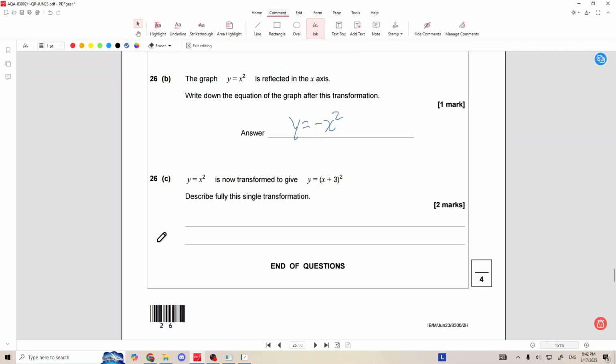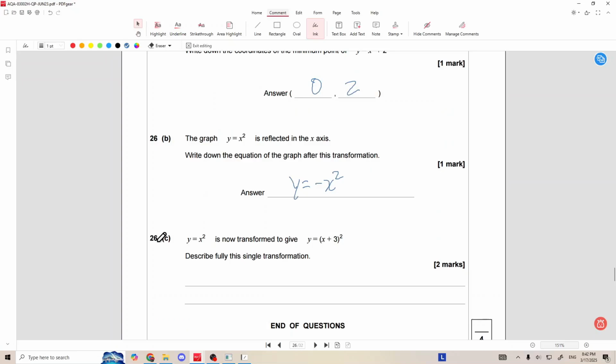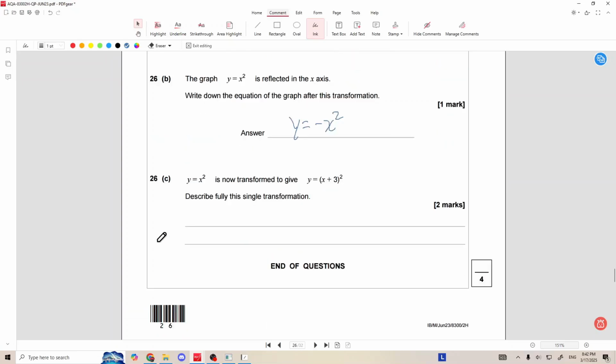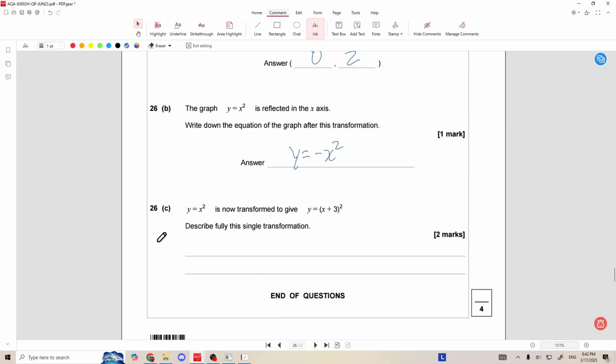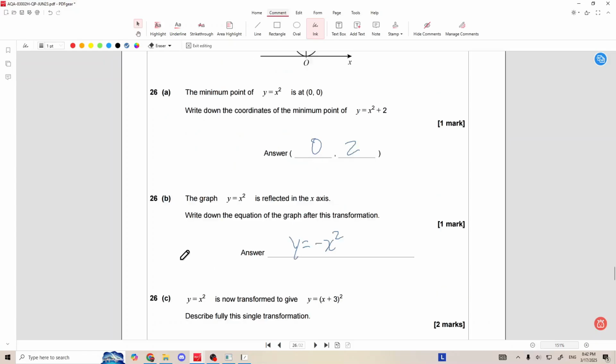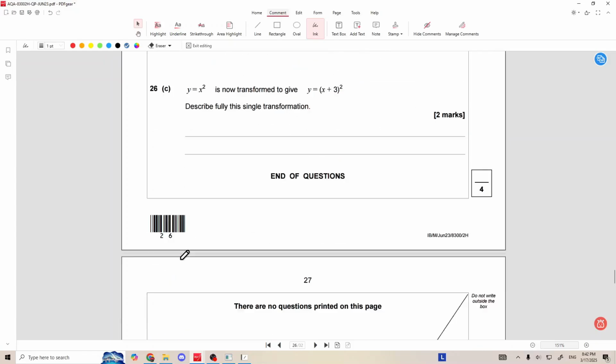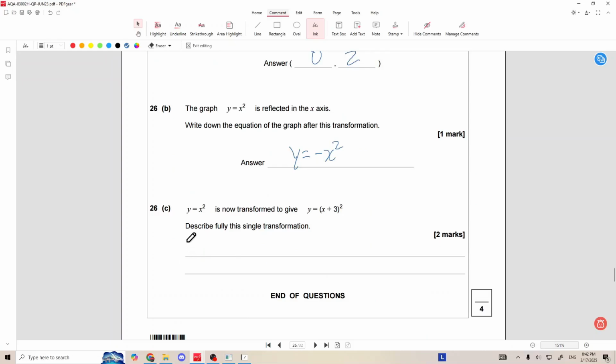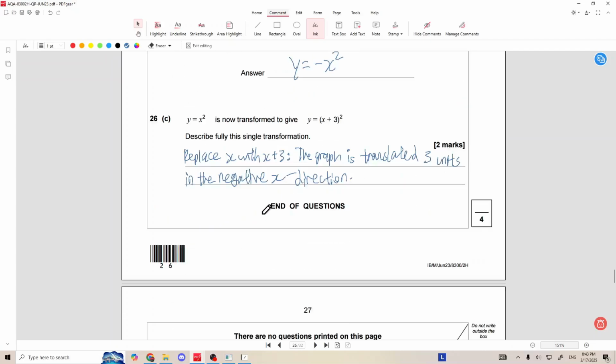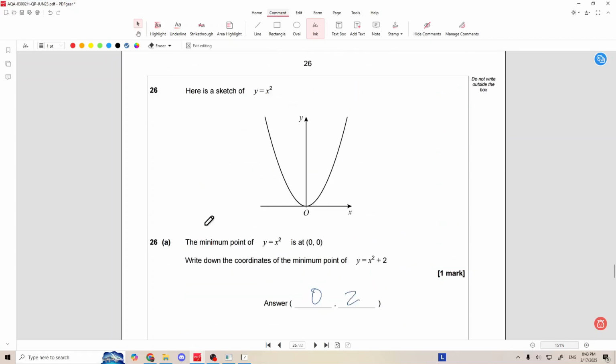Describe fully this single transformation. How is this 2 marks? I don't know what the points are to describe, but replace x with x plus 3, so a translation in the negative x direction, I believe is how you phrase it. Is that it? I mean, yeah.